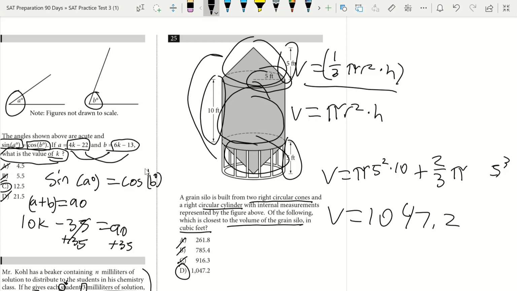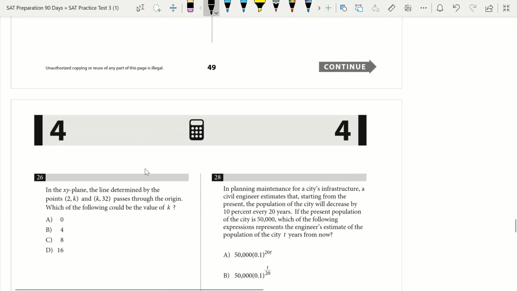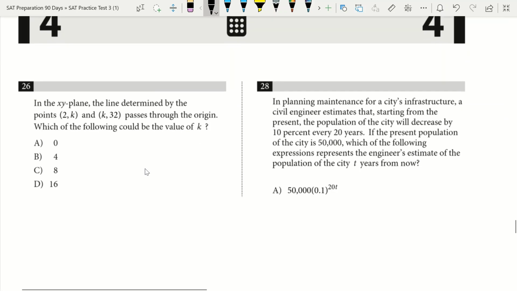So especially if you're shooting for over a 600 on the math section, you should really be looking at memorizing all of those equations, because it's really going to help you save time, and it's a timed test, so you want to save as much time as you can. All right, so with that, we go ahead and move on to question 26.